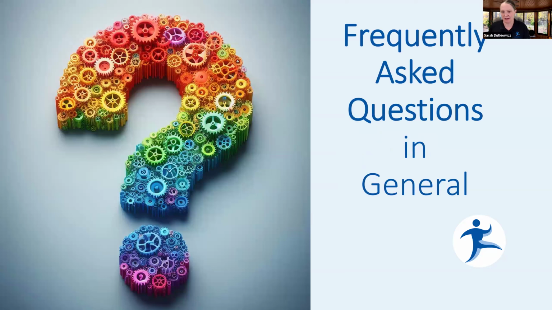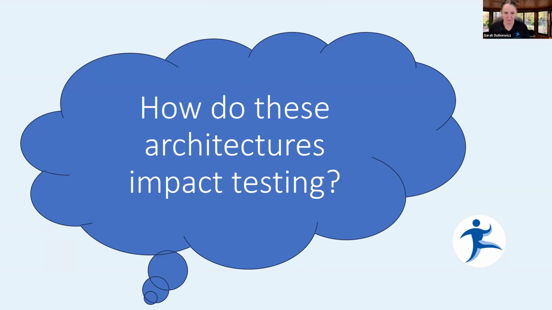So let's talk about the frequently asked questions that I see in general. One of the questions I always get is how do these architectural decisions impact testing? The thing is, the architectural decision impacts how your code is organized, so it impacts how you access your code. But in terms of impacting testing, your code is still going to be testable.